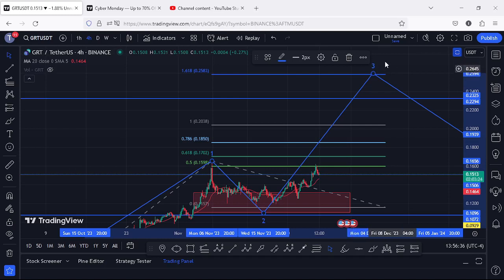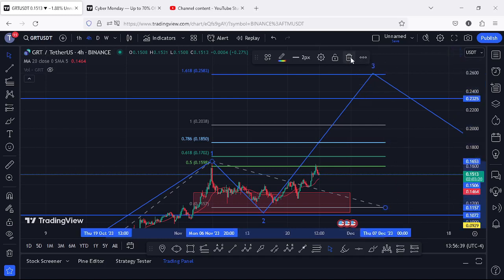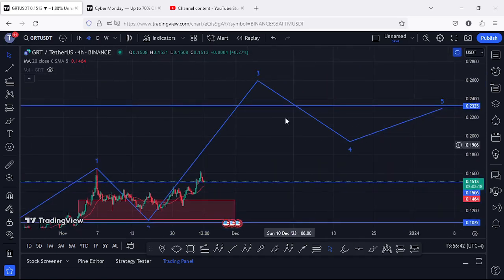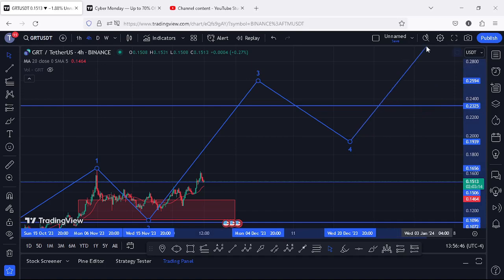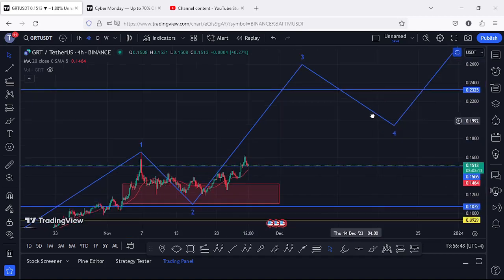And once we have a high in place for that wave 3, then I will be expecting a bit of a pullback in the formation of this wave 4, then continue seeing higher prices in the formation of that wave 5 to the upside.